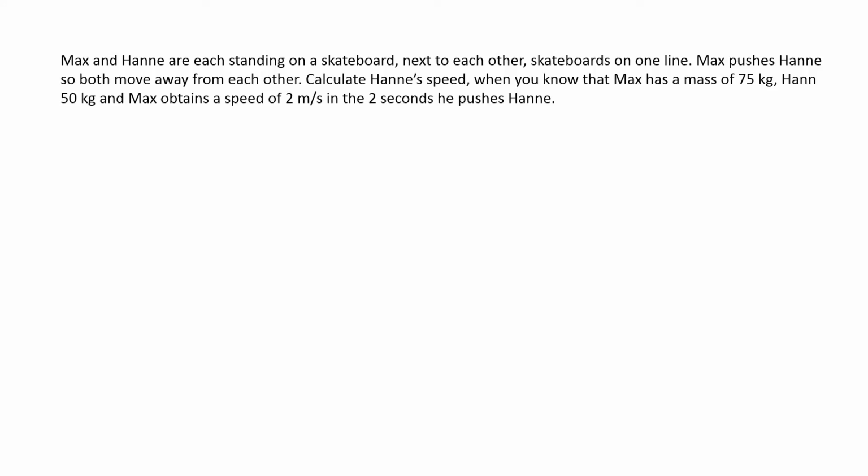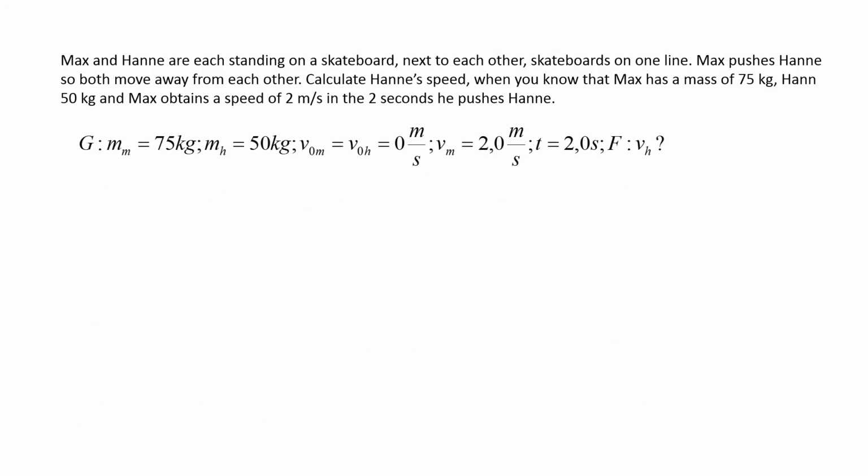And let's look at this with an example. We have Max and Hannah standing on skateboards next to each other, skateboards on one line. Max pushes Hannah, so both move away from each other. Calculate Hannah's speed when you know that Max has a mass of 75 kilograms, Hannah 50 kilograms, and Max obtains a speed of 2 meters per second in the 2 seconds he pushes Hannah. Given: the mass of Max 75 kilograms, mass of Hannah 50 kilograms, the initial speed of both is 0, the velocity of Max is 2.0 meters per second, and the time is 2 seconds. And we are asked to find the velocity of Hannah.